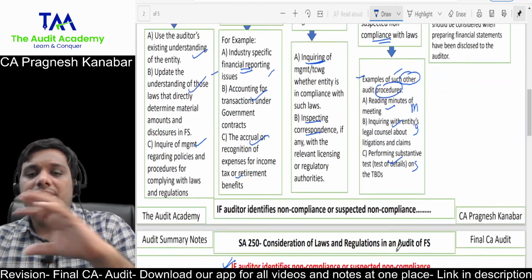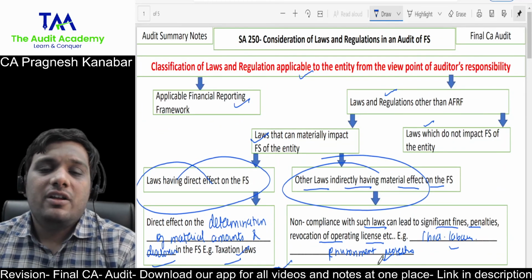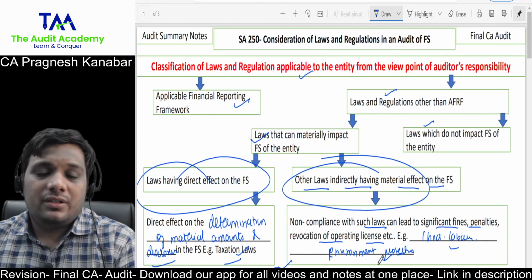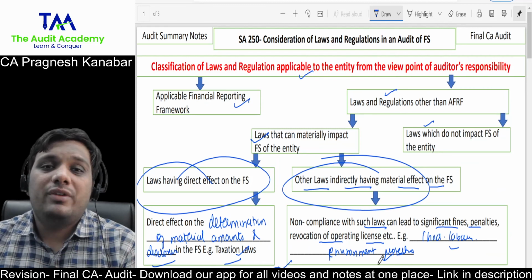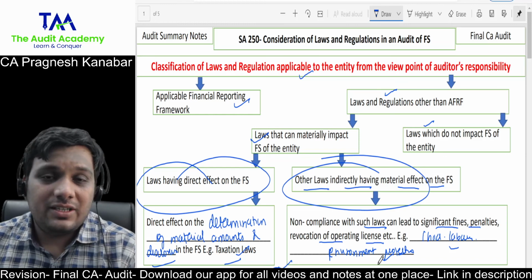So this is the most sensitive set of discussion when it comes to essay 250. Essay 250 is one of their favorite essays at final CA level. Why? Because this essay is asking you to verify the compliances with such laws and regulations which can have a material impact, like taxation laws.